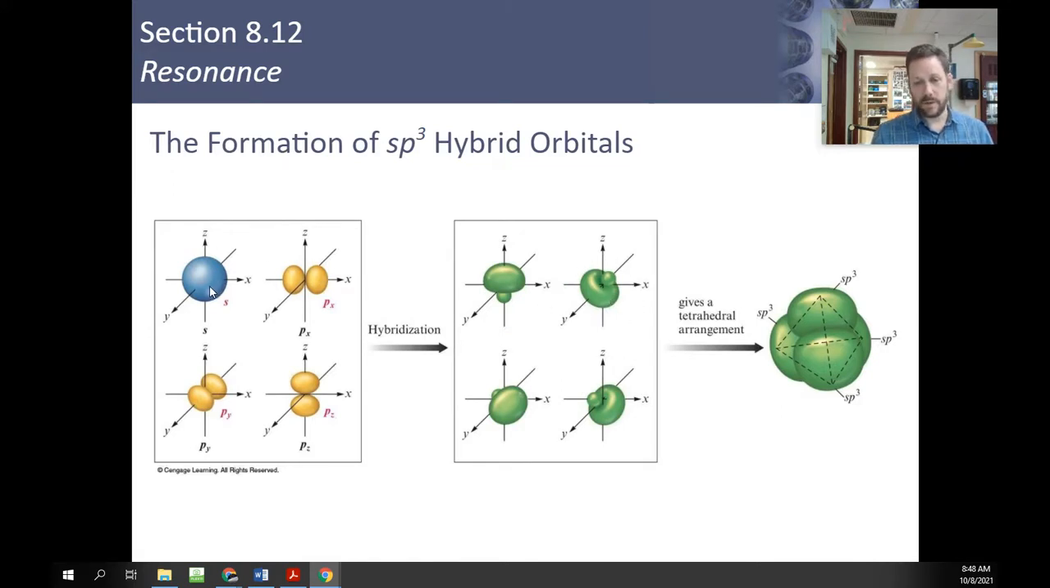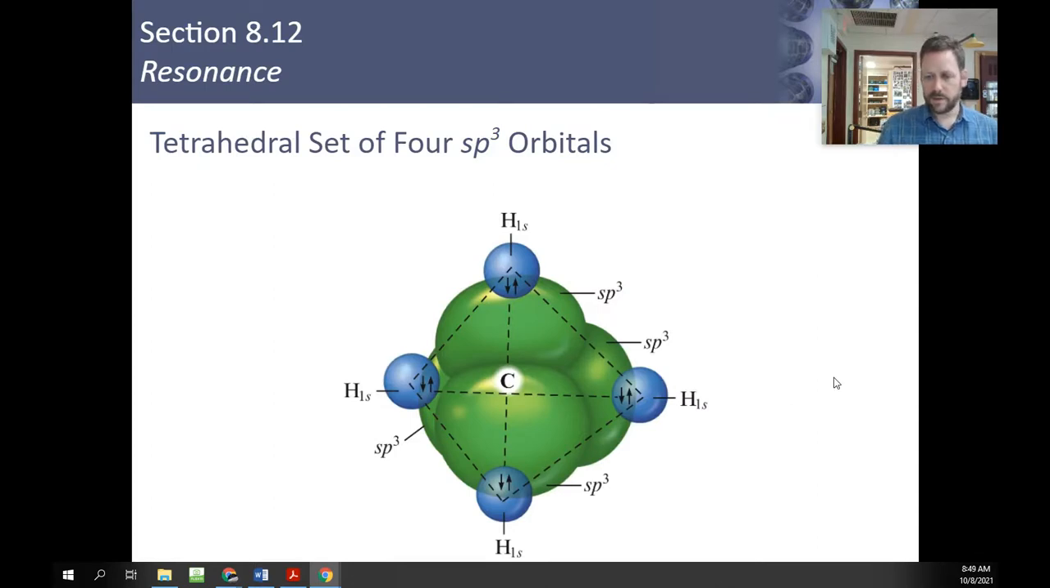Here's what we started with, 1 s and 3 different p's. But they got put in the blender, blended up together, and then they came out as 4 separate orbitals of equal energy. And if you imagine all of those superimposed on each other, centered around the nucleus of the carbon atom, then you can see what we get here, the tetrahedral arrangement of electron pairs. There it is, all shown together to account for the geometry in methane. 4 sp3 orbitals.